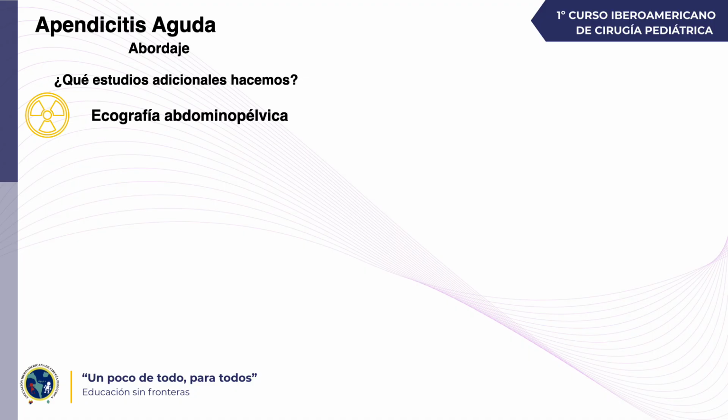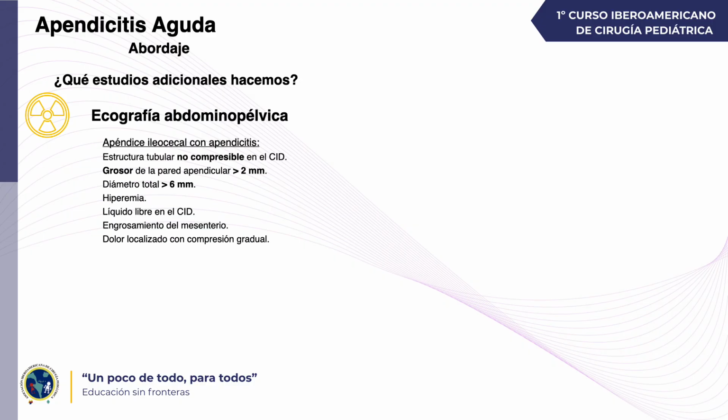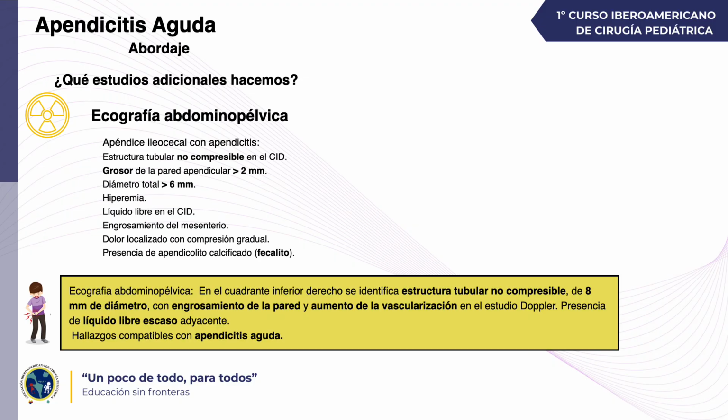On ultrasound, the typical signs of appendicitis are, as you know, a non-compressible tubular structure in the right lower quadrant, wall thickening greater than 2 millimeters, diameter over 6 millimeters, increased blood flow, and sometimes even free fluid or an appendicolith, which can explain to us what kind of appendicitis we have. So, in our patient, the ultrasound showed an 8 millimeter non-compressible appendix with wall thickening and Doppler hyperemia. That's consistent with acute appendicitis, which was the diagnosis we were thinking about for our boy.